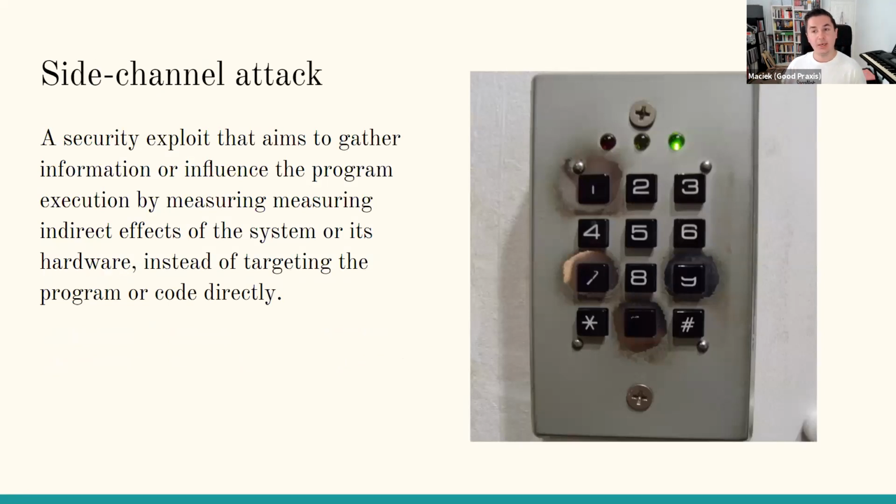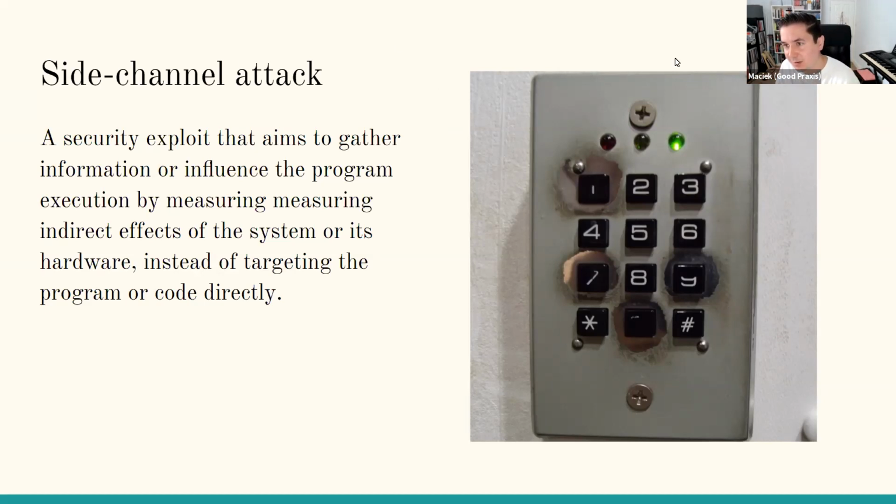So next up, we have a different type of attack, slightly different from what we discussed before. It's called a side channel attack. That is a security exploit that aims to gather information or influence program execution by measuring indirect effects of the system or its hardware, instead of targeting the program or code directly. So instead of trying to exploit the code of the program or the hardware itself, I observe things that are happening while the system is running.